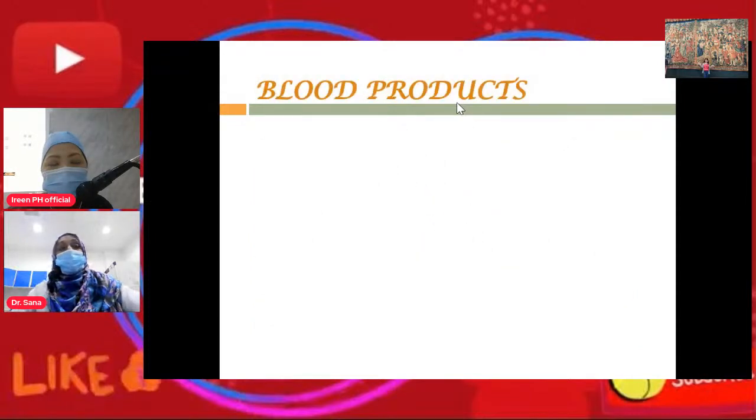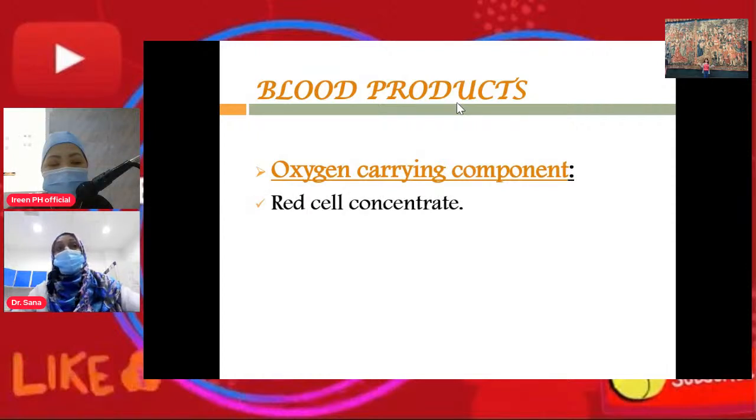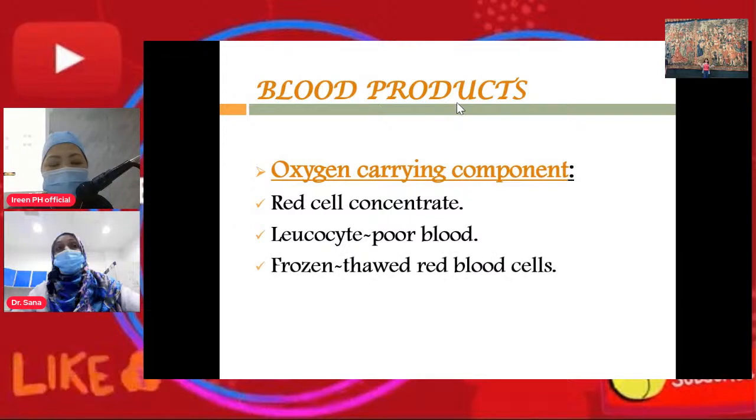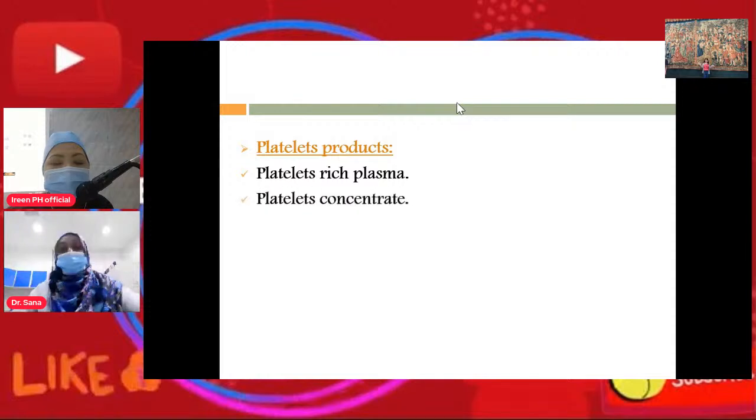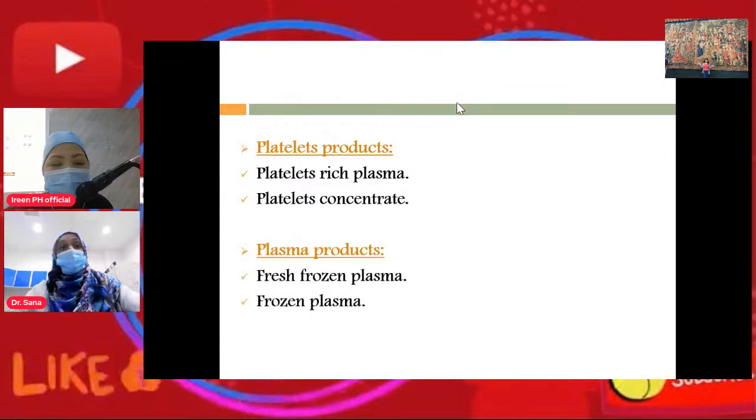Blood products may be divided into oxygen-carrying components. These are the RBCs, leukocyte-poor blood, or frozen red blood cells. Then the platelet products: platelet-rich plasma and platelet concentrate, which may be divided into two types. These are the types of platelets. Plasma types: fresh frozen plasma, cryoprecipitate, and stored plasma. Four types.